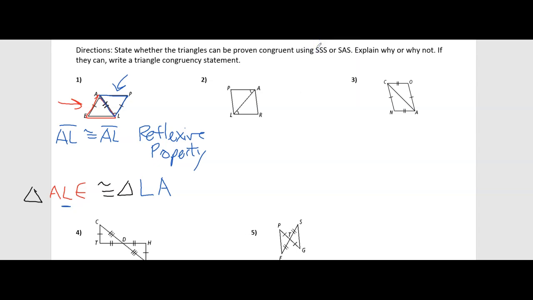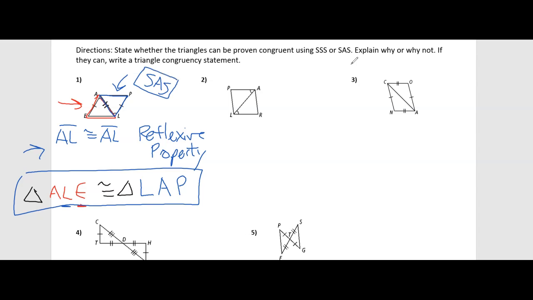And then, if E is the last letter for the red triangle, it has to be P for the blue, because that's the one that hasn't been used yet. But you could also see that those are the 2 corresponding ones on the figure as well. All right, so that would be our congruence statement, along with our reasoning why segment AL is congruent to segment AL. We also should put that this one is SAS, side, angle, side. All right, moving on to number 2.